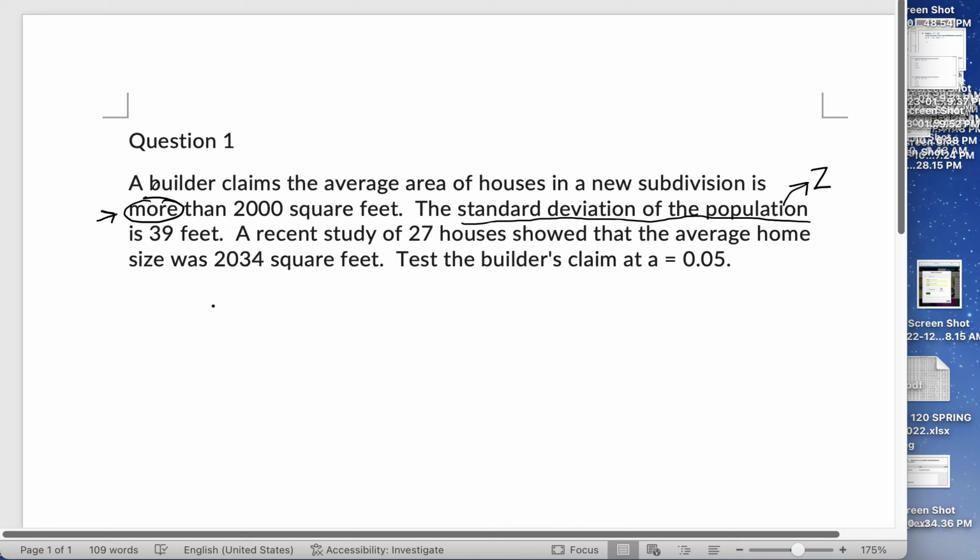So it says that the average, so that's the symbol here, that's the symbol for average, it's a Greek letter mu. All right, so the average area of houses in a new subdivision is more than, so I'm going to use the greater than 2,000 square feet.